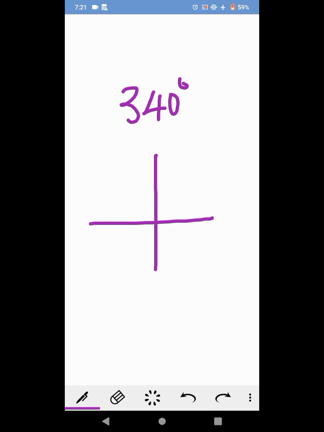Now let's say we are to locate 340 degrees on the cardinal points. How do you do that? Remember those strategic angles we have located before? Now, this is the west, of course, and this is the north. In between the west and the north, we have our 315 degrees.